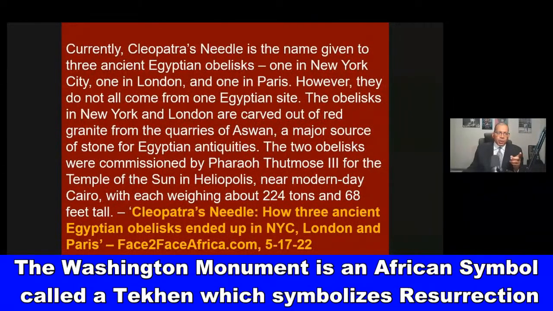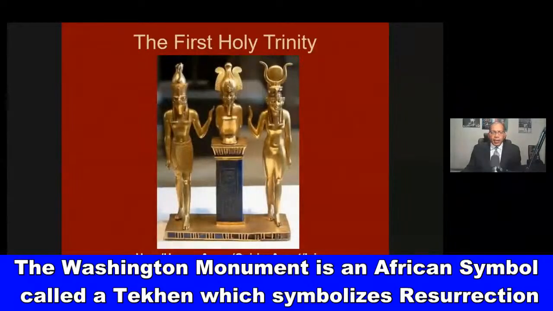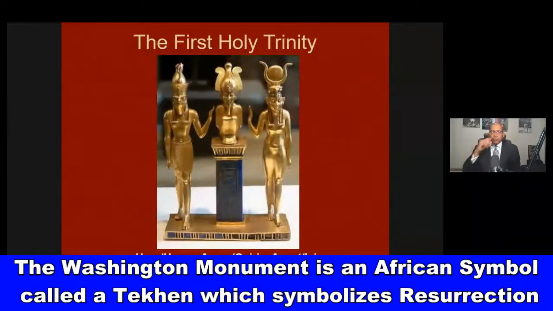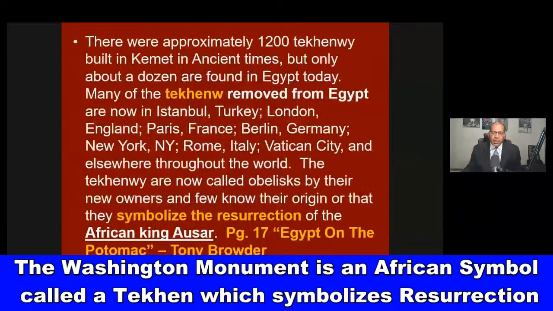There's a good article called Cleopatra's Needle, How 3 Ancient Egyptian Obelisks Ended Up in New York City, London, and Paris, France. And the tekken, or the obelisk, comes from the story of Asar, Aset, and Heru, who the Greeks called Osiris, Isis, and Horus. There were approximately 1,200 tekkenu built in ancient Kemet, but only about a dozen are found in Egypt today. Many of the tekkenu removed from Egypt are now in Istanbul, Turkey, London, England, Paris, France, Berlin, Germany, New York, Rome, Italy, Vatican City, and elsewhere throughout the world.